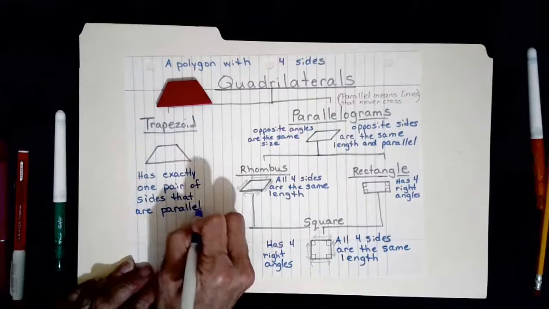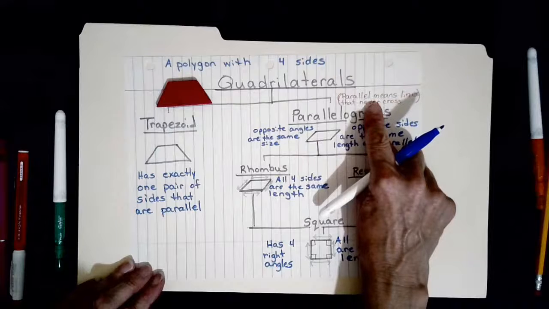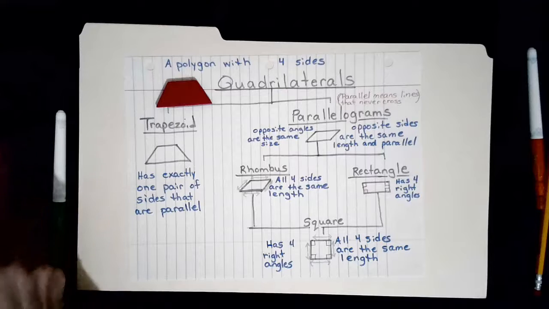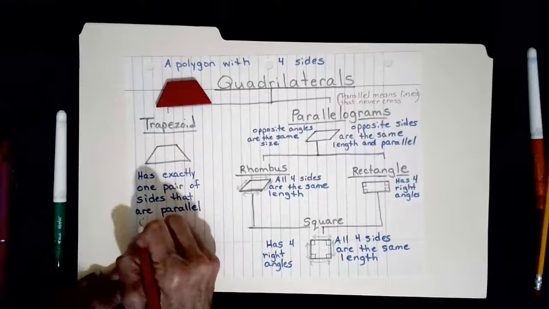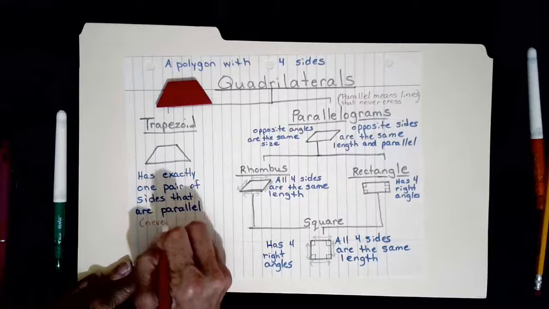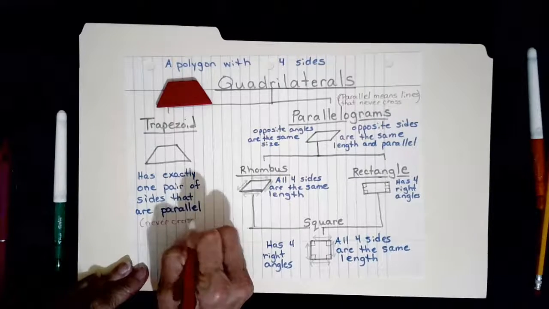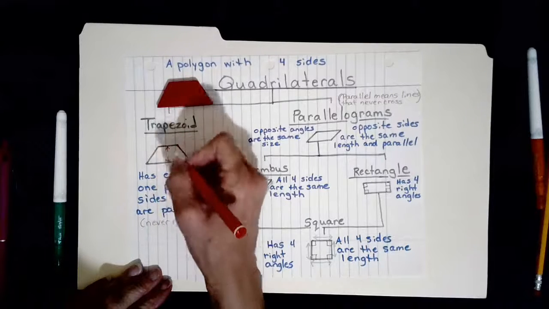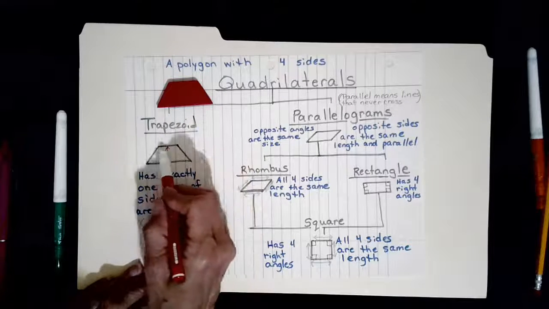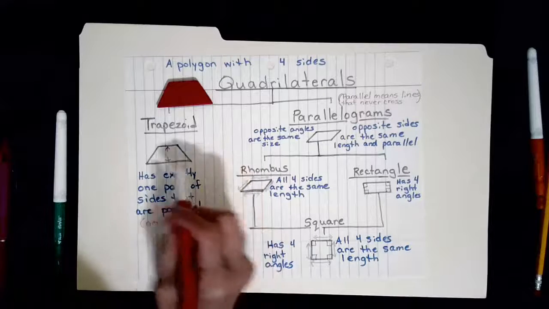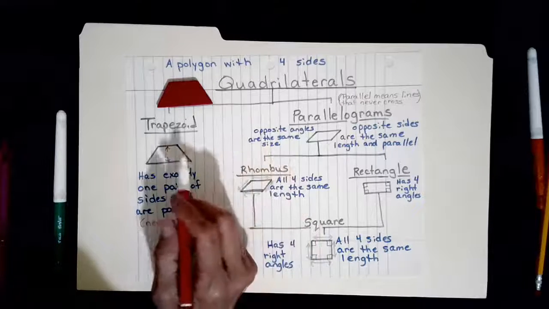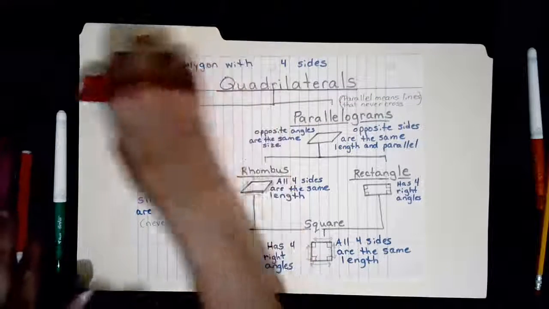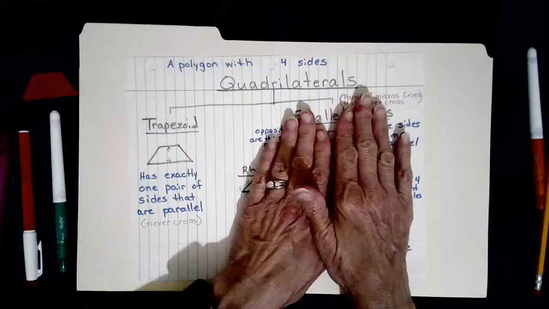And do you remember what parallel means? That means that they never cross. So in this situation, it only has 1 pair of sides that are parallel. And then I'm going to write never cross. So let's look on this one. This line is parallel to this line because if we were to extend them on each side, they would never cross. That makes it a trapezoid. So it is a quadrilateral, but it is not a parallelogram.